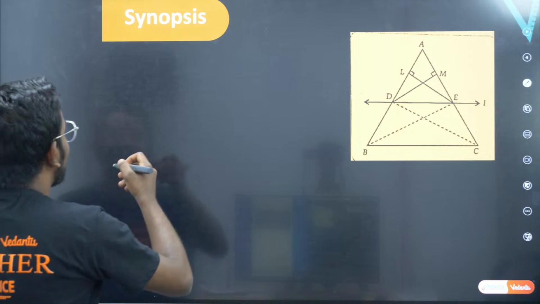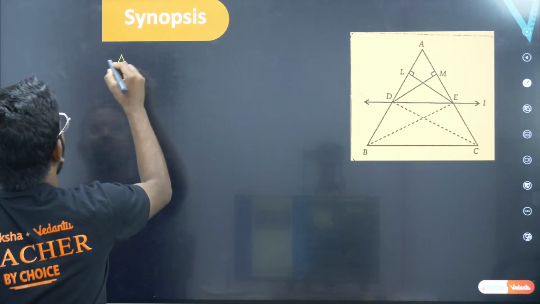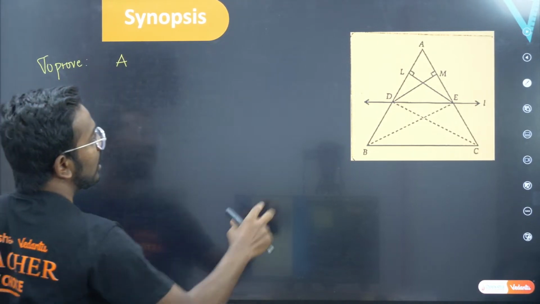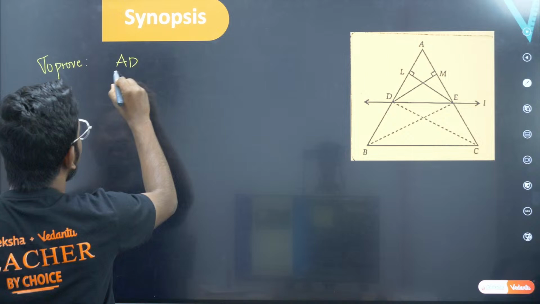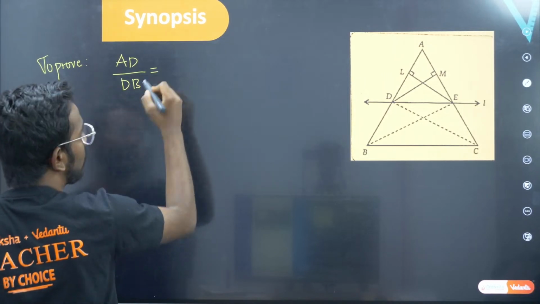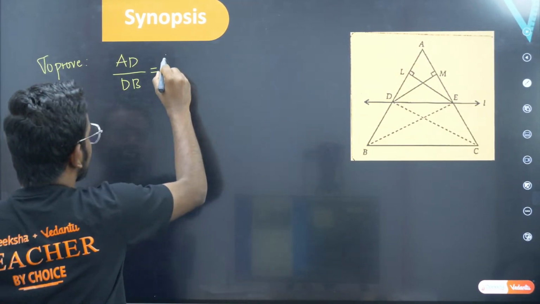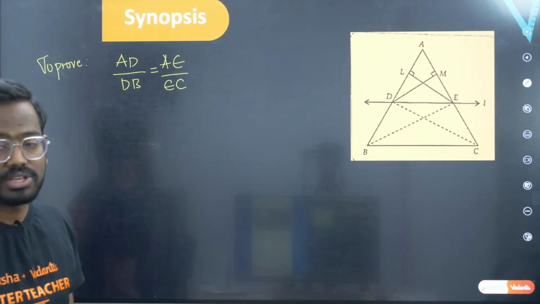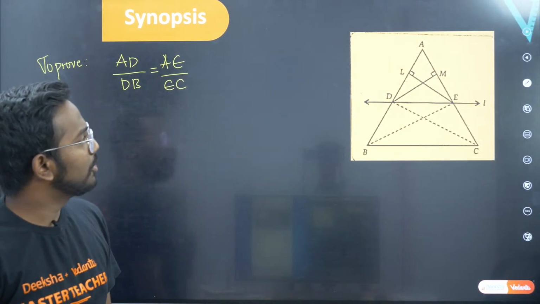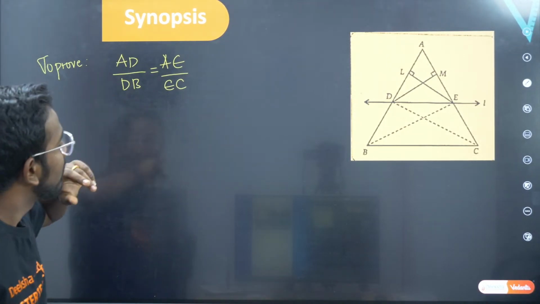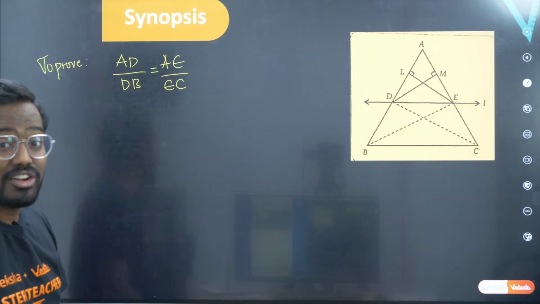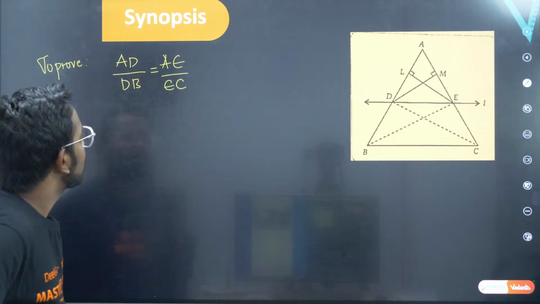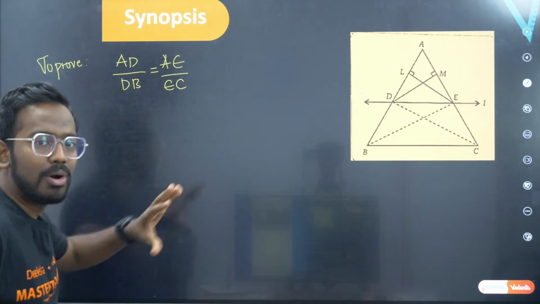So what does this say indirectly? Sir, from here we have to prove AD by DB is equal to AE by EC. You are supposed to prove this. That's it. Very simple thing, but the proof is a little bit out of the box. So how do you get this? Sir, I want AD. If I can get the area of a triangle including this side, then I can bring in AD. So I want AD, DB, AE and EC, right?